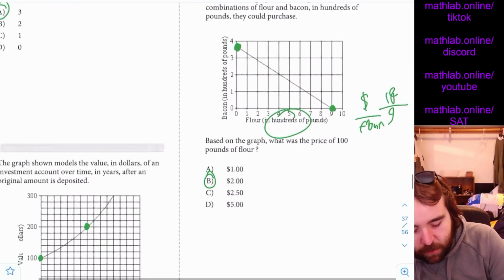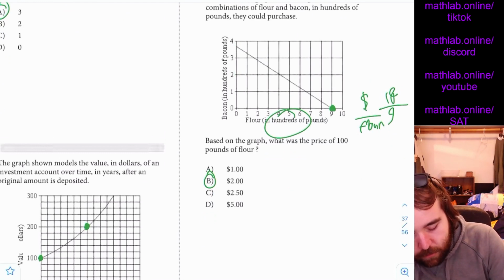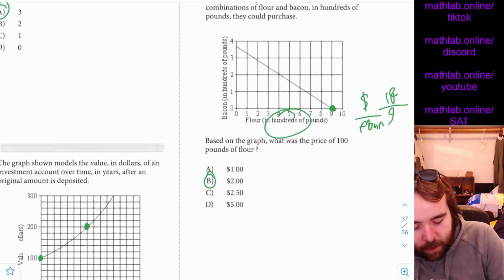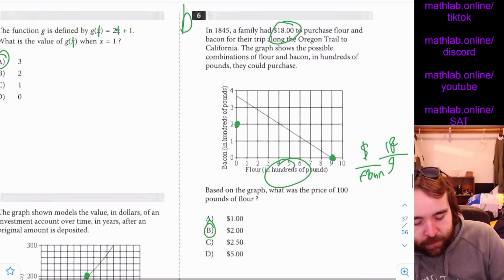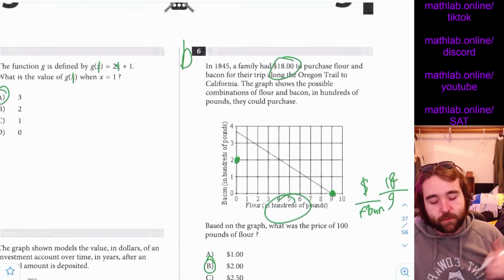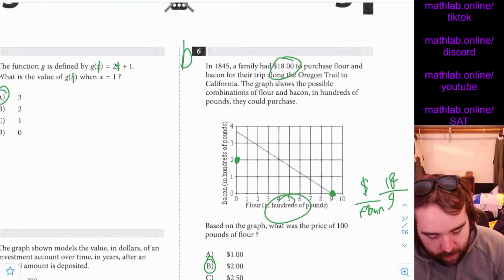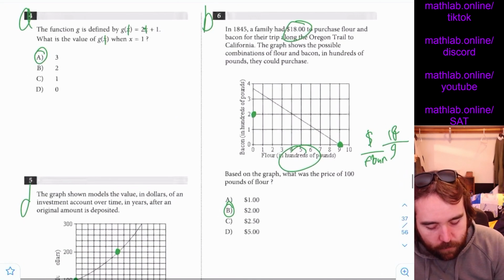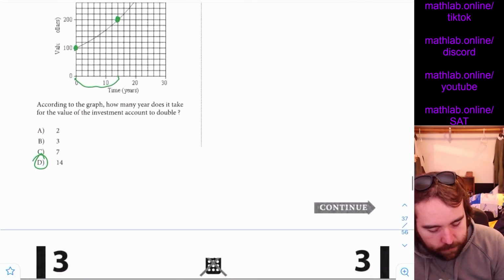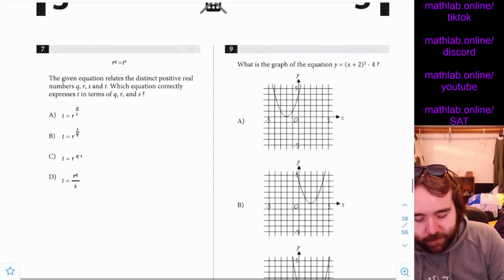Like if this was at a clean 2 or something. I guess it's at a clean like 33. Or 36. Yeah, see that's just not at a clean number. That's why it's harder. If this was a clean 2, then that would tell you that bacon was 18 divided by 2, $9 per pound. Per 100 pounds. Wow, they're buying in bulk. I guess because they're going across the country.